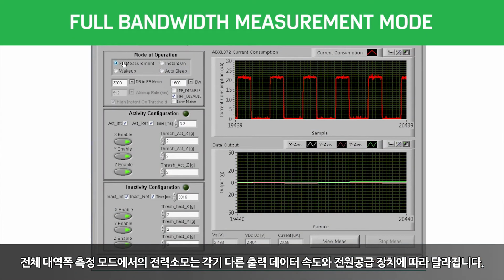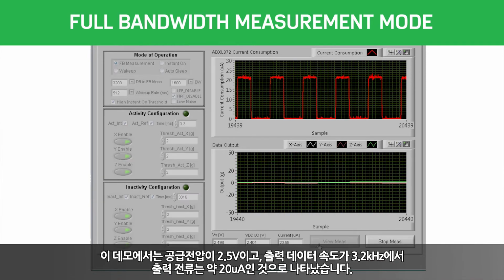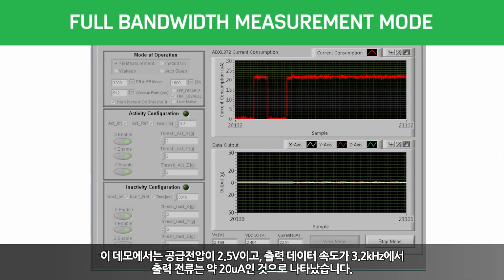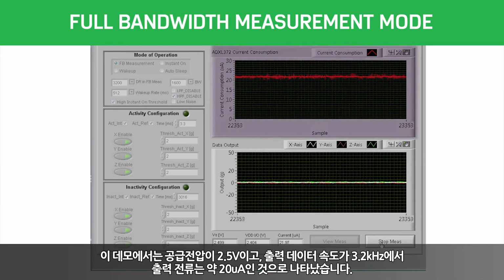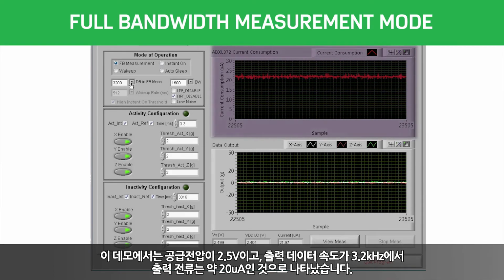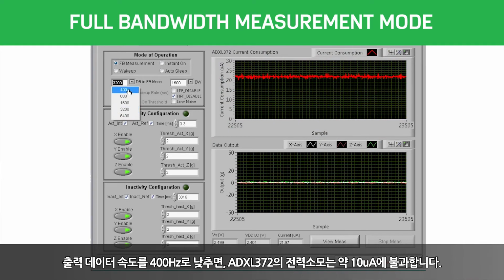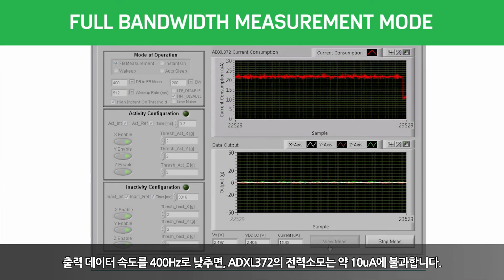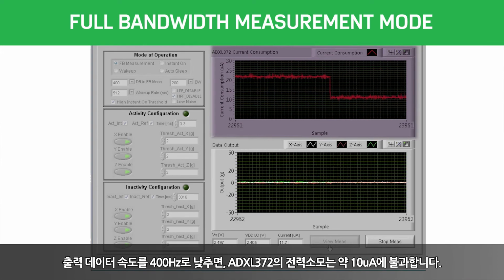In the full bandwidth measurement mode, the power consumption depends on the output data rate and the power supply. From the demo, we can find out that with the typical 2.5 volt supply, when the output data rate is 3.2 kHz, the current is around 20 microamps. When I lower the output data rate to 400 Hz, the ADXL372 power consumption is just around 10 microamps.